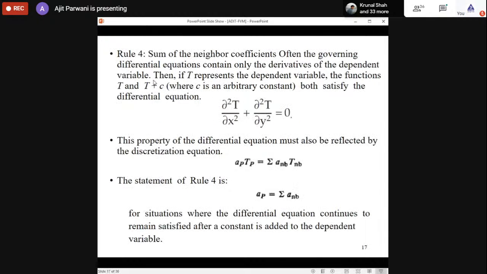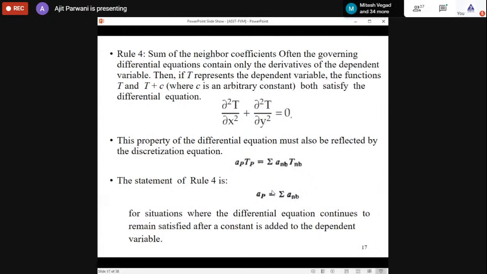So the final rule is the sum of neighboring coefficients. It means that the coefficient of the computational node should be equal to the sum of the coefficients of the neighboring nodes. So this is rule number 4. So why does this rule hold?